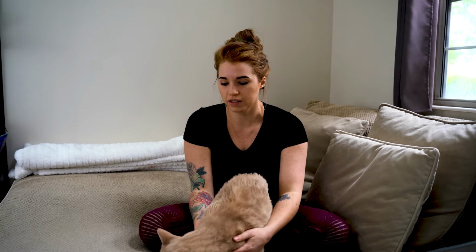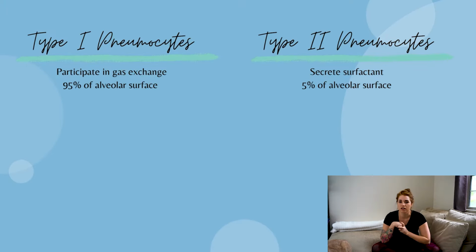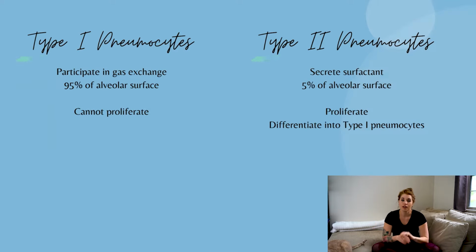Type 2 pneumocytes do not participate in gas exchange, but are responsible for producing surfactant, which is the fluid material that is in our lungs that helps keep our lungs expanded and allows for gas exchange in our alveoli. In contrast to our type 1 pneumocytes, our type 2 pneumocytes only cover about 5% of the surface of our lungs. The important thing to remember is that type 1 pneumocytes cannot proliferate. So once they are mature and then they die, that is it. Whereas type 2 pneumocytes not only can proliferate, but differentiate into type 1 pneumocytes.